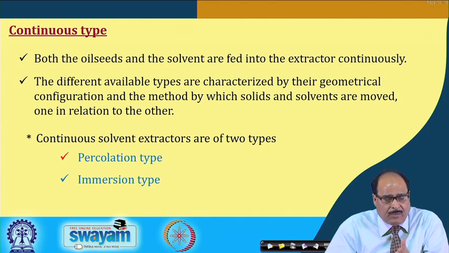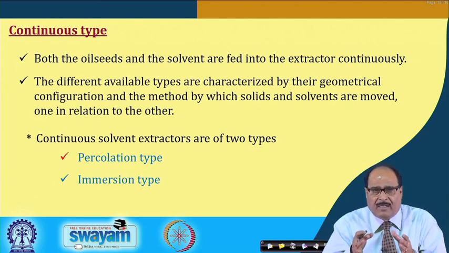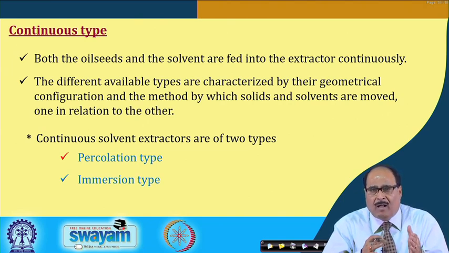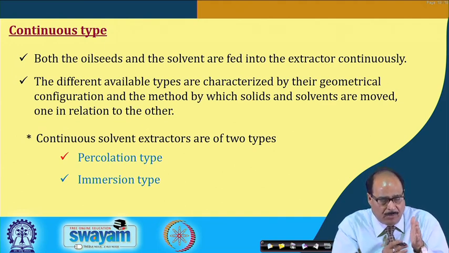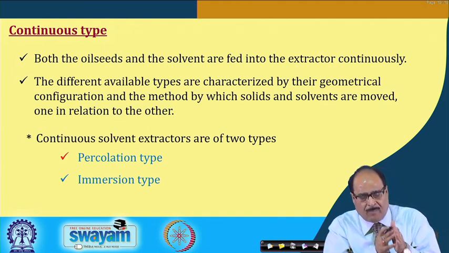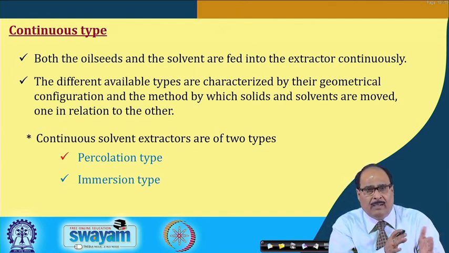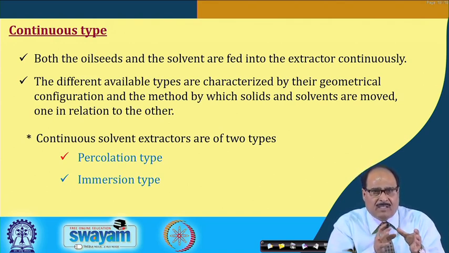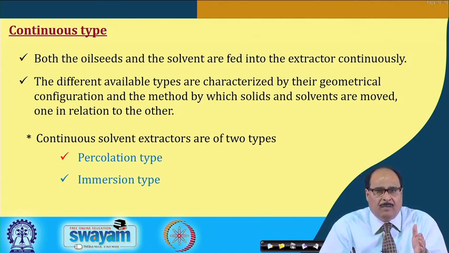In the continuous type extractors, both the oil seeds and the solvent are fed into the extractor continuously. The different available types of continuous extractors are characterized by both their geometrical configuration as well as the method by which the solid and solvents are moved, particularly one in relation to the other. Most of the continuous extractors which are used are either of percolation type or of immersion type.